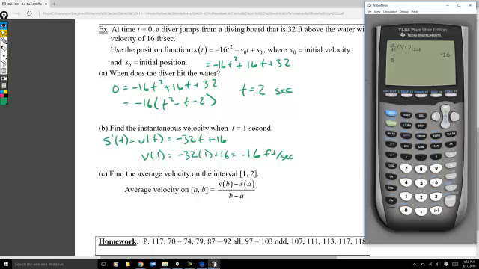Okay, last question, I want to find the average velocity. So this is average over a period of time, between 1 second and 2 seconds. I want to know his average velocity or speed, basically. Hey, they're similar concepts. Just speed doesn't have direction.